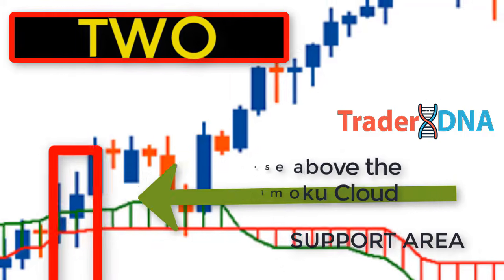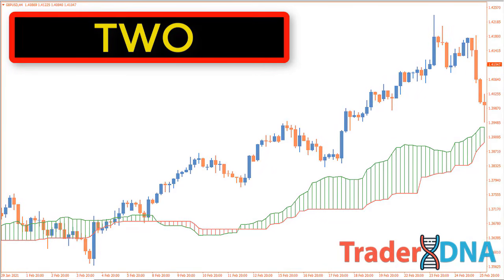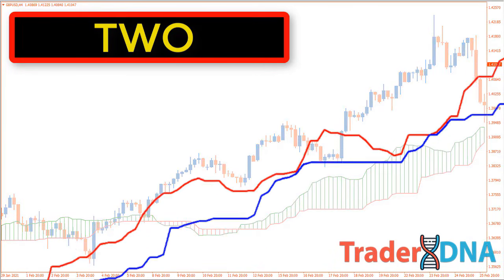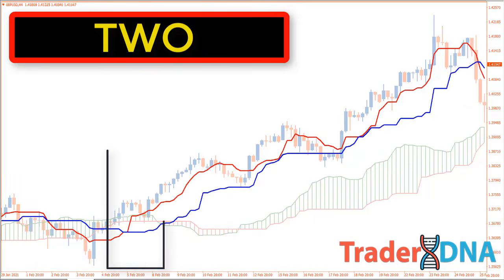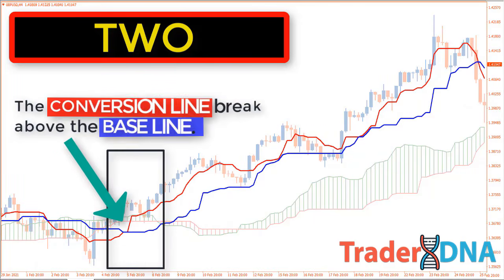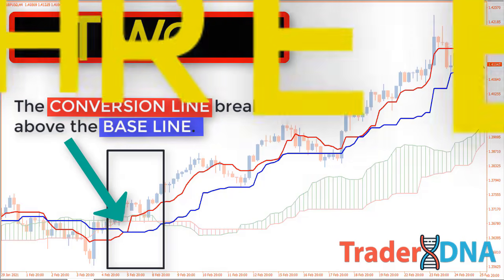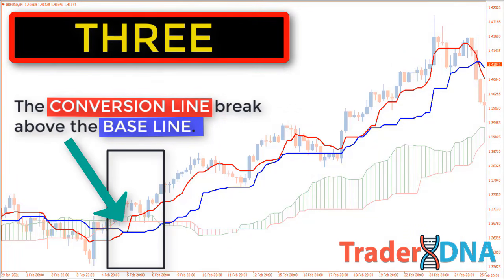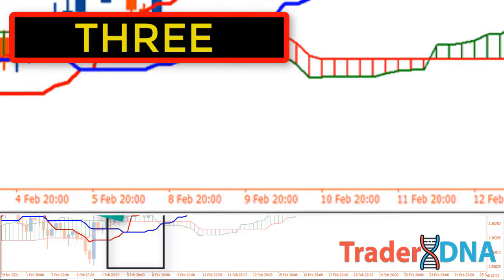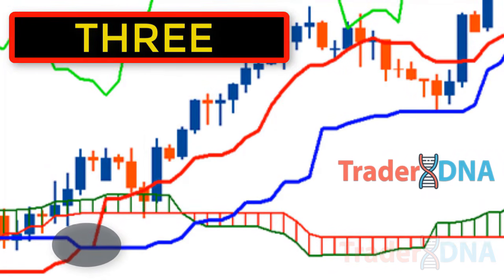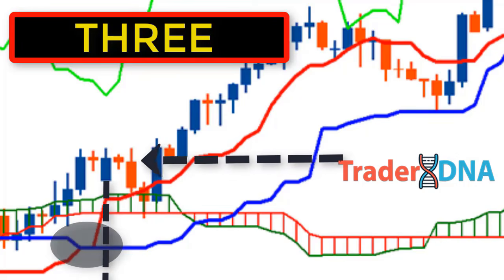Step 2. Wait for the crossover. The Tenkan-sen or conversion line needs to break above the Kijun-sen or baseline. The price breakout above the cloud needs to be followed by the crossover of the conversion line above the baseline. Once these two conditions are fulfilled, we can look to enter a trade. Step 3. Buy at the opening of the next candle. So, after the crossover of the conversion line above the baseline, we buy at the opening of the next candle.